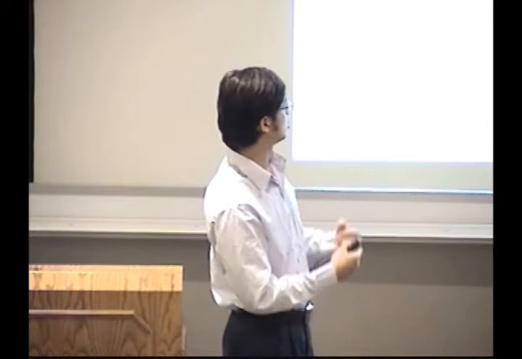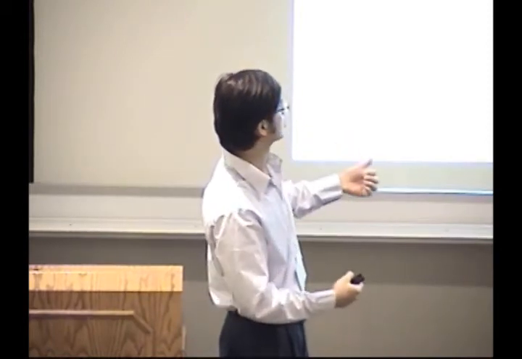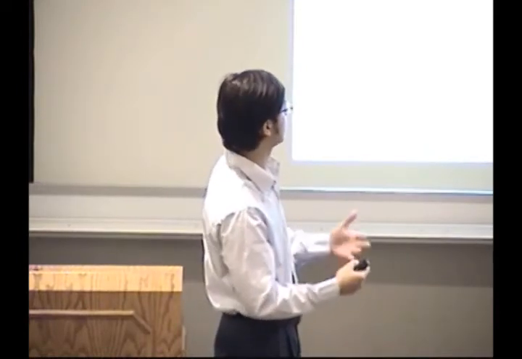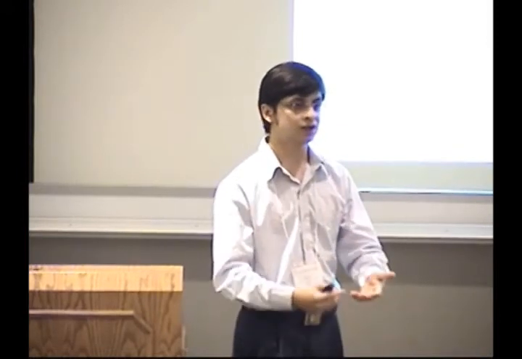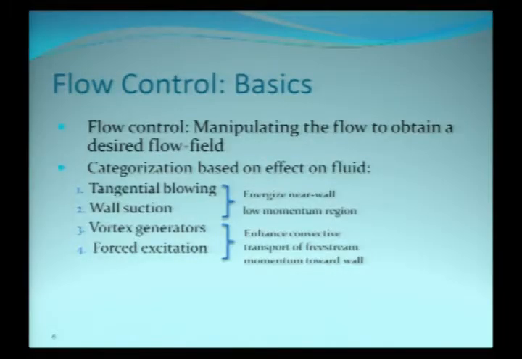You can use suction, devices that suck some momentum out of that particular region. You can use vortex generators, which are devices that create vorticity in the flow. Vorticity is, essentially, if you have any flow that doesn't have a single directionality, then you usually have vorticity. Forced excitation is where you impose a certain frequency of oscillation or a perturbation or disturbance into the core flow and hope that it affects it the way you want.